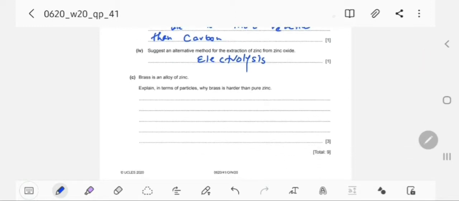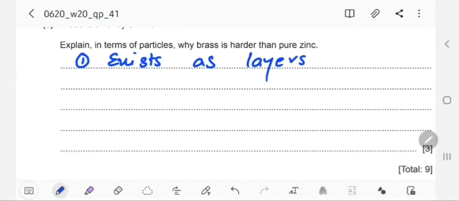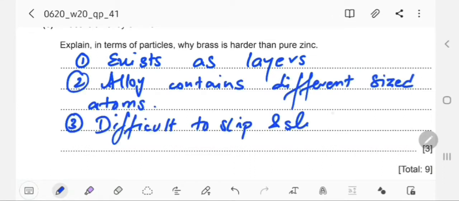Okay, part C: brass is an alloy of zinc. Explain in terms of particles why brass is harder than pure zinc. Okay, brass is an alloy. Well, our first point would be that the particles exist as layers, and brass contains different sizes of atoms, as brass is an alloy. That's why it gives the alloy stronger and harder properties, and thus it is difficult for the layers to slip and slide over each other.